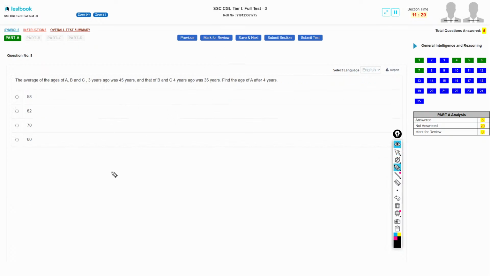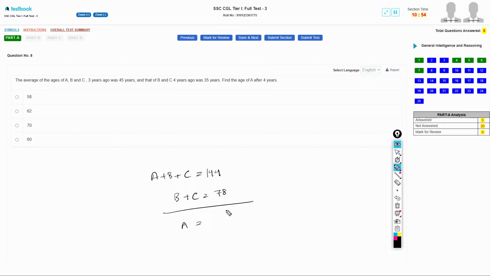The average of A, B, C 3 years ago. So currently A plus B plus C is going to be 9 plus 135, 144. And that of B plus C 4 years ago, so plus 8, 78. So currently A is 6. So after 4 years, definitely 0 will follow. Okay, unit digit. So 6, 6, 70.